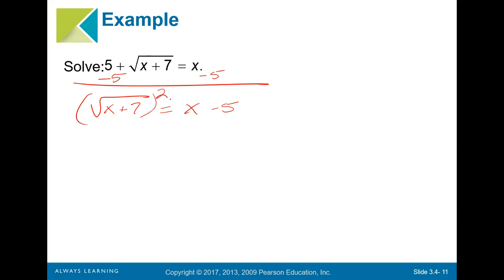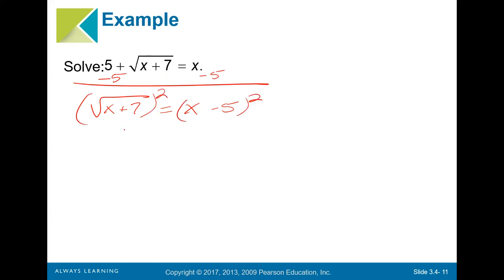Okay, our next example. If you notice, I have a plus 5 here, so this radical is not isolated. So what I'm going to do is subtract this 5 from both sides. So now I have the square root of x plus 7 is equal to x minus 5. And I want to undo the root, so I'm going to raise it to the second power.